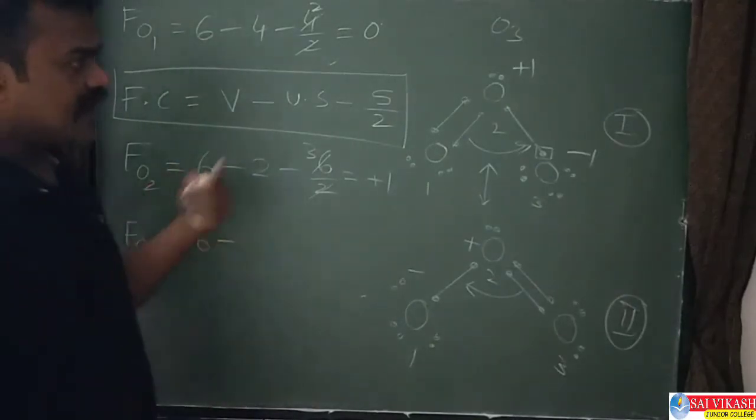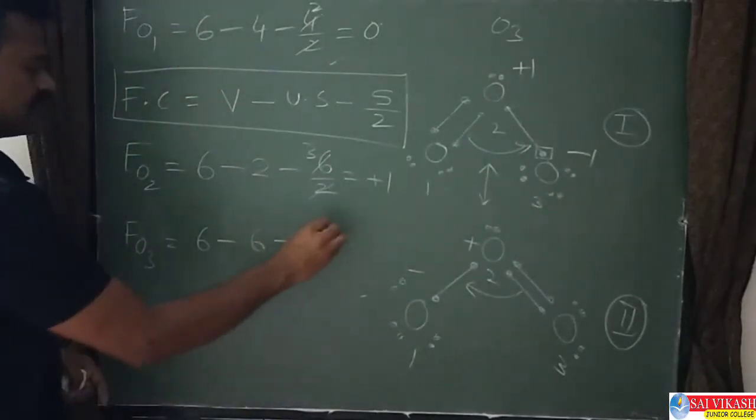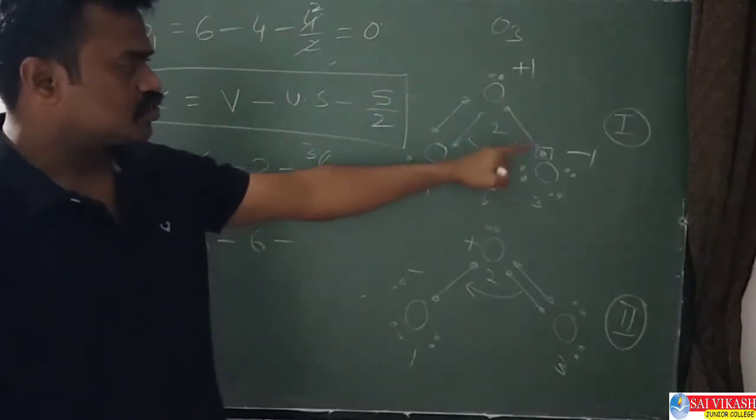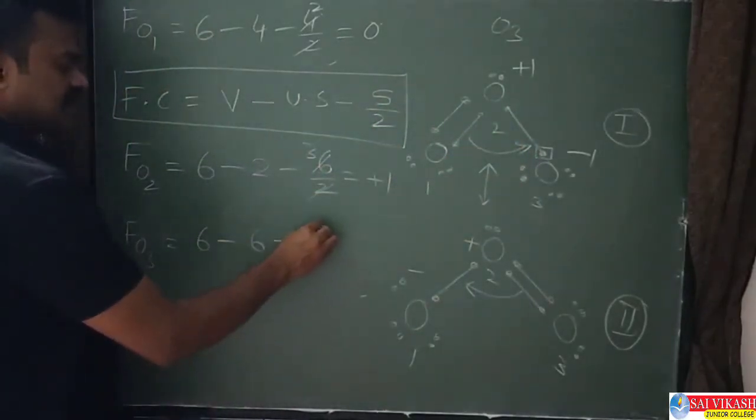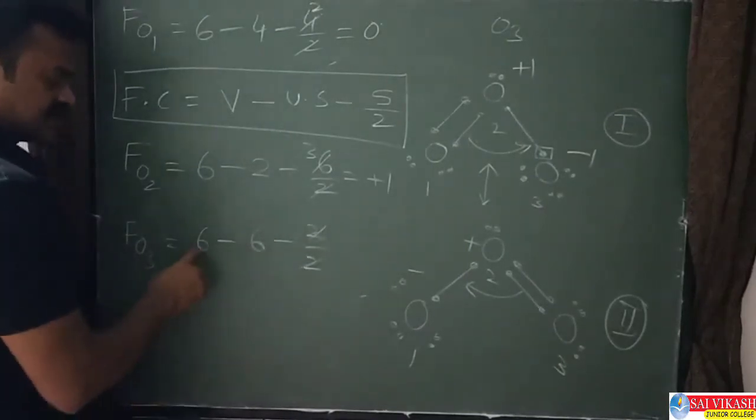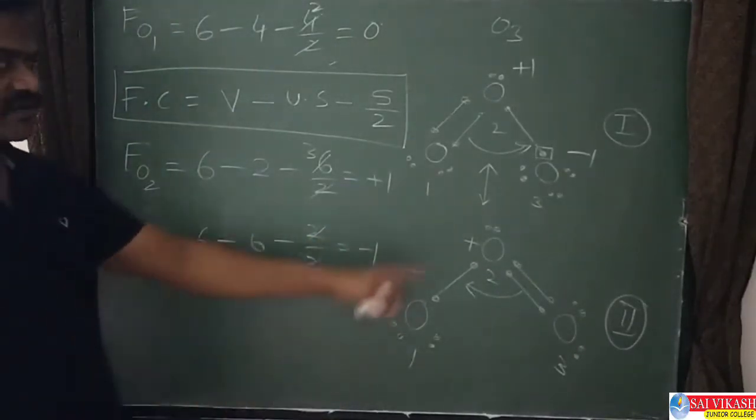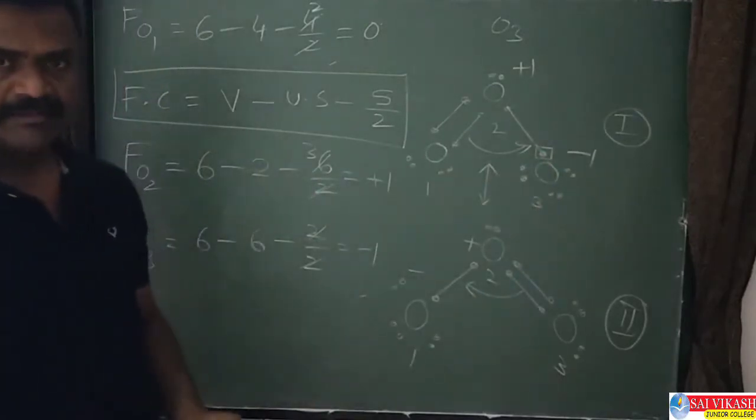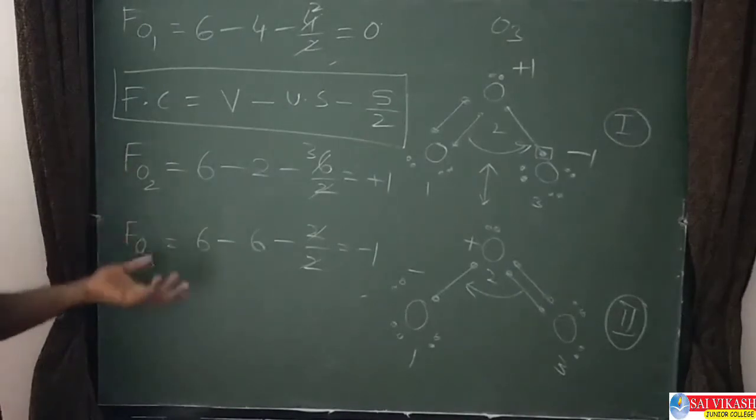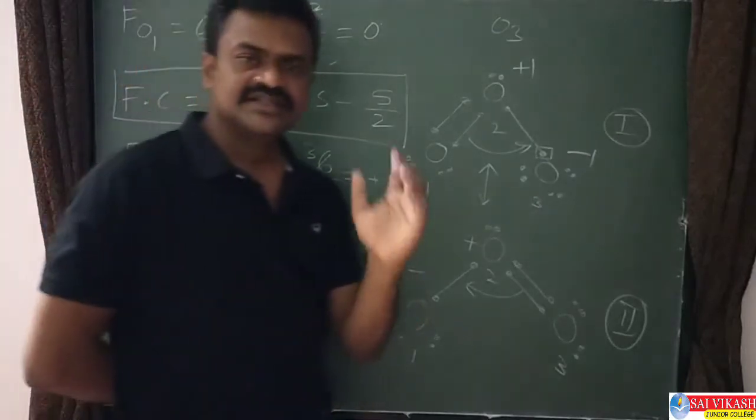Minus number of unshaded electrons, how many? 1 2 3 4 5 6 unshaded electrons. Minus number of shaded electrons, how many? One bond means 2 electrons, 1 2 are the shaded electrons, so 2 electrons by 2, so this is 1. 6 minus 6 is 0 and it is minus 1, so minus 1 is the formal charge of oxygen 3. That's it. But you see, oxygen 1, oxygen 2, oxygen 3, sum of all the formal charges, how much? 0 plus 1 minus 1, sum of all the formal charges is 0.